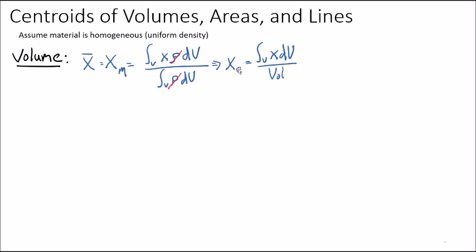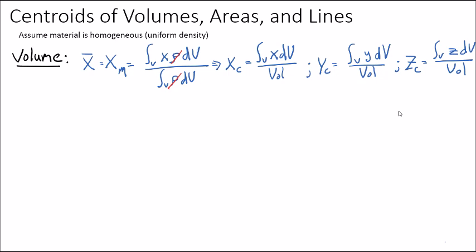Therefore, the x position of our centroid is just the integral of x dV divided by the volume. Similarly, the y position for the centroid is just the integral over the entire volume of y dV divided by the volume, and z centroid is the integral over the entire volume of z dV divided by the volume.